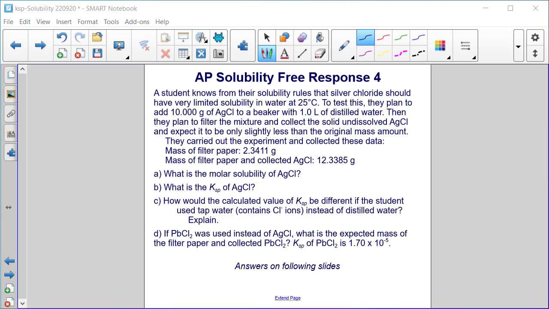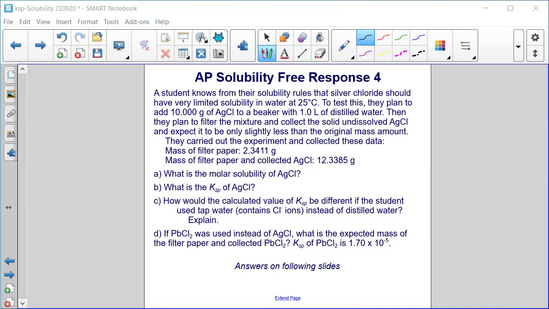AP Solubility Free Response 4. A student knows from their solubility rules that silver chloride should have very limited solubility in water at 25 degrees Celsius. To test this, they plan to add 10.000 grams of silver chloride to a beaker with 1.0 liter of distilled water. Then they plan to filter the mixture and collect the undissolved silver chloride and expect it to be only slightly less than the original mass amount. They carried out the experiment and collected these data.